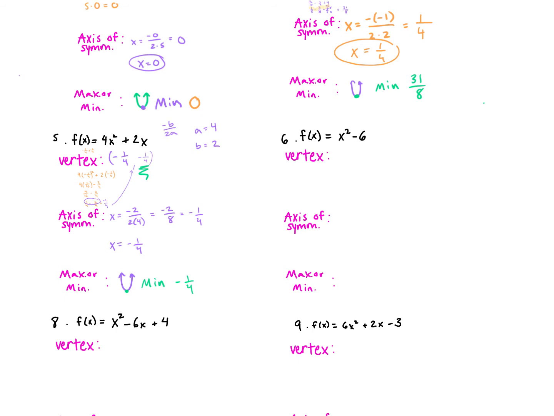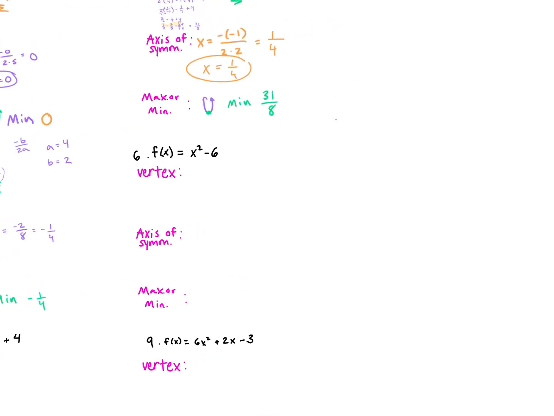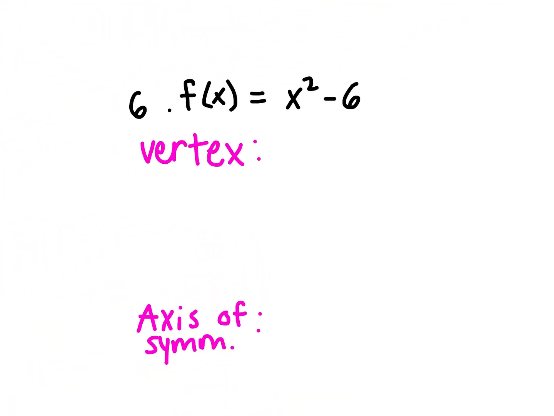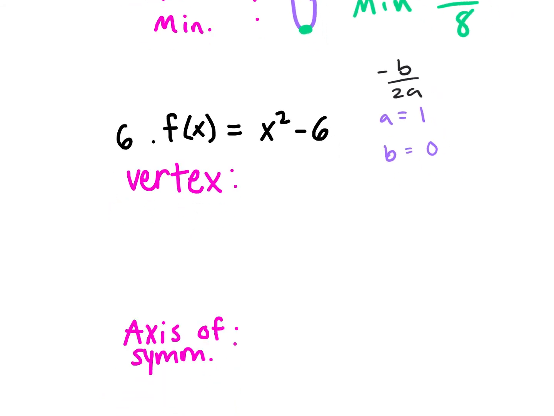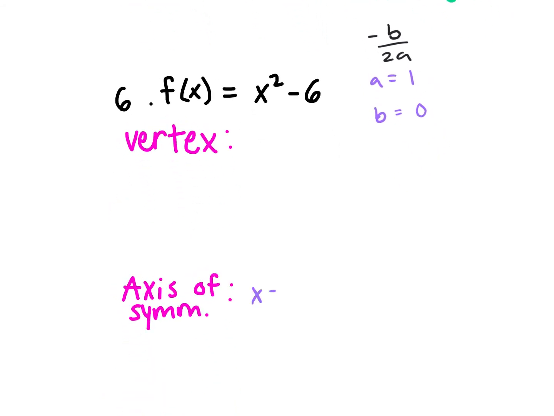All right, number 6. So my formula is negative b over 2a. What's my a? 1. What's b? 0. So x is equal to negative 0 over 2 times 1.